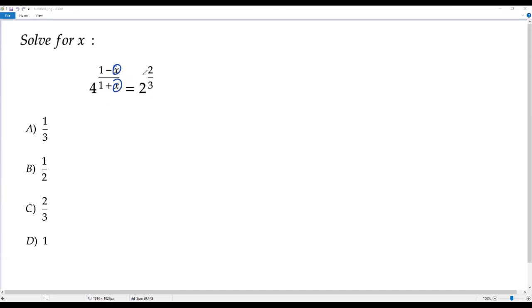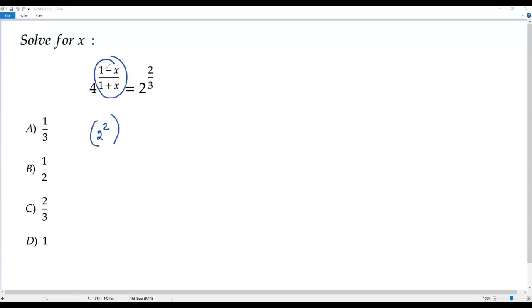Whenever I want to solve an exponential equation, my first aim is to get the same base on both sides. Once I get the same base on both sides, I can equate the exponents and solve for the variable. Here on the left side, the base is 4, on the right side, the base is 2. So can I convert this base 4 to base 2? Yes, we can, because 4 can be written as a power of 2. That is, 4 can be written as 2 squared.